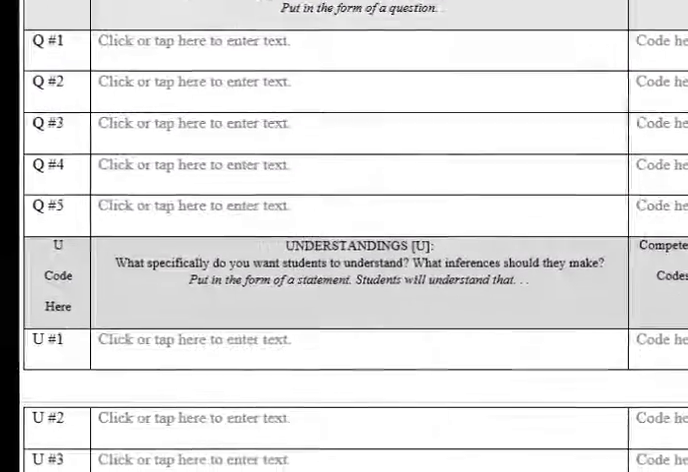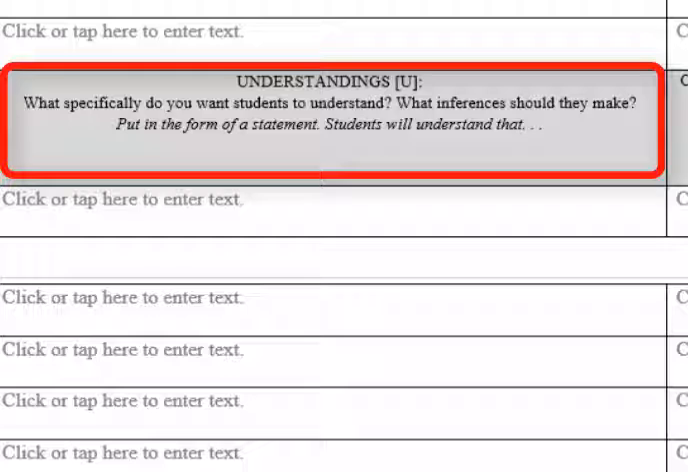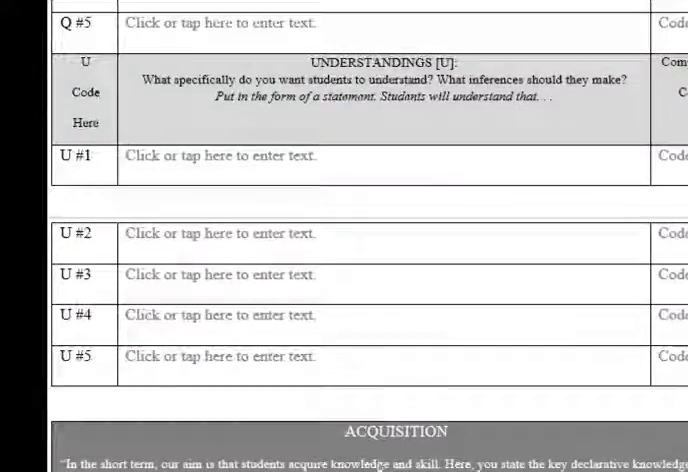For understanding, what do you want students to understand? What inferences should they make from the information that you are teaching them? And again, keeping in mind that everything is tying back to the initial competency codes.